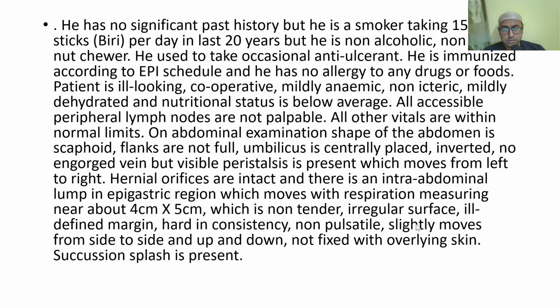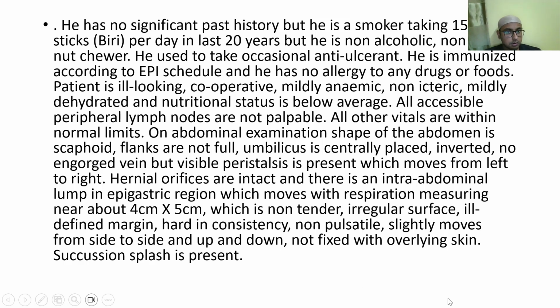On abdominal examination, the abdomen shape is scaphoid, flanks are full, and the umbilicus is centrally placed, inverted, no engorged veins, but visible peristalsis is present which moves from left to right, and the hernial orifices are intact. There is an intra-abdominal lump in the epigastric region which moves with respiration, measuring about 4 to 5 cm, non-tender, irregular in surface, ill-defined margin, and hard in consistency, non-pulsatile, slightly moving from side to side and above downward.